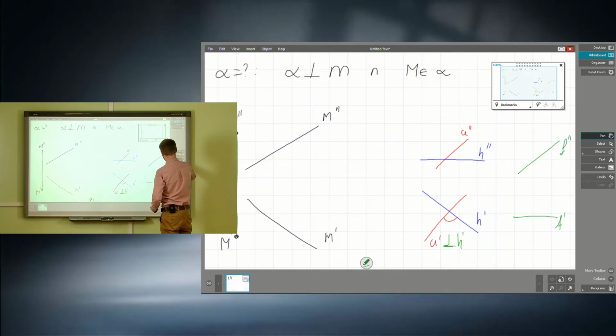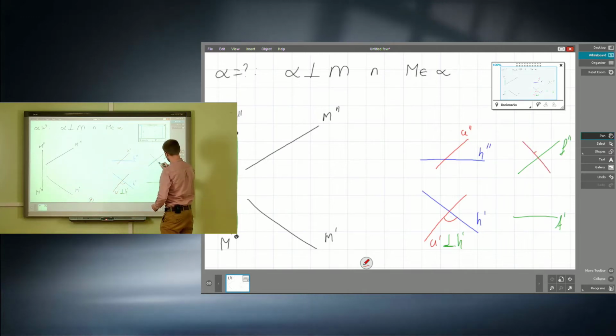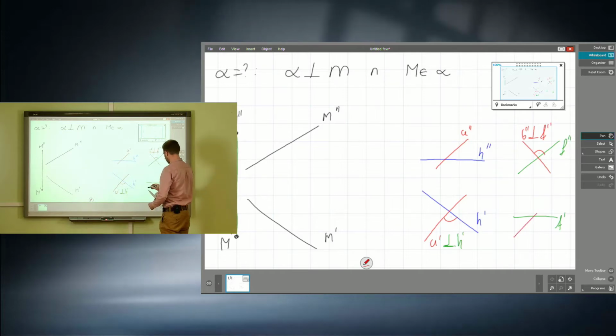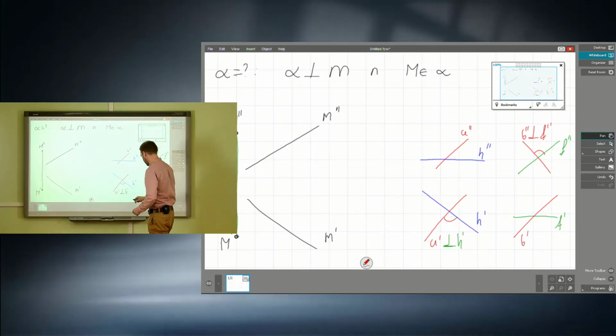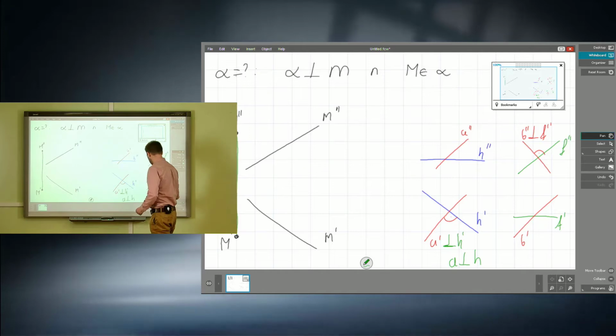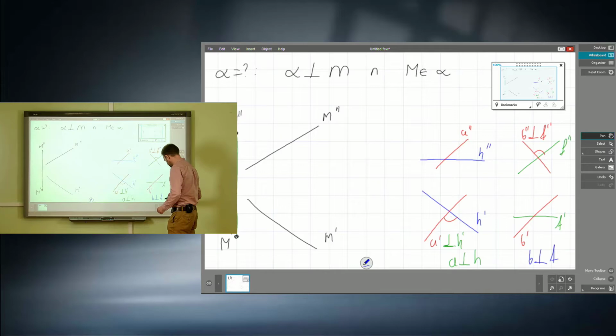The frontal line is F prime, F double prime, and again here we see the situation where the right angle is kept: B double prime is perpendicular to F double prime, and the second projection can have any form, so it will be B prime. And now we can state the whole solution: A is perpendicular to H, and in that case, B is perpendicular to F.